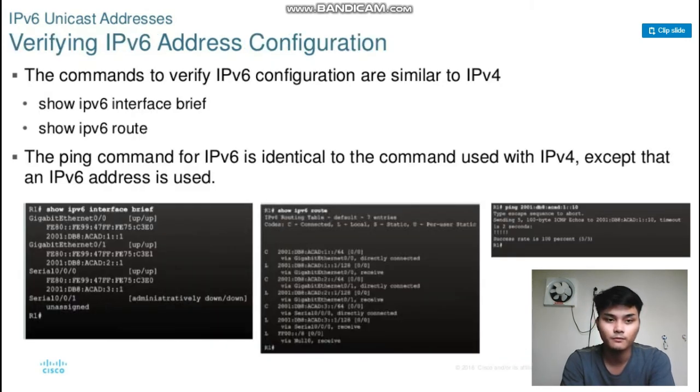So, verify IPv6 address configuration. The commands to verify the IPv6 configuration are similar to IPv4. You can use show ipv6 interface brief and show ipv6 route. The ping command for IPv6 is identical to the command used with IPv4, except that an IPv6 address is used.